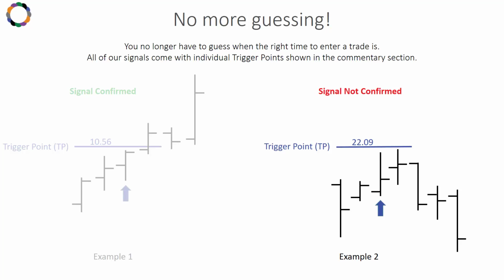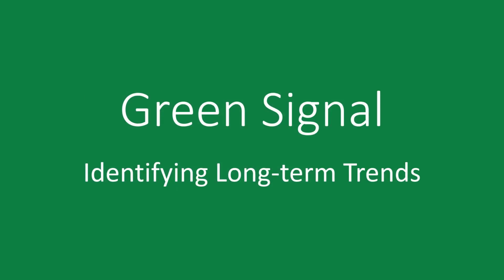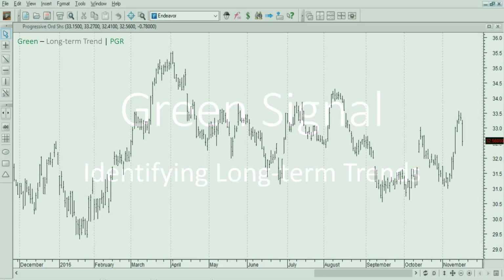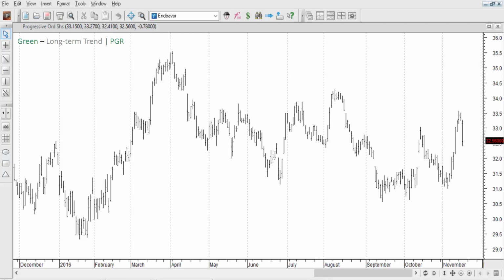But I bet you're ready to see some real-life examples of how the signals and the trigger points work. So let's jump right in, starting with the green signal. For those of you interested in identifying long-term trends, pay attention, because your analysis process is about to get a whole lot simpler. Just bring up your chart. This is Progressive, ticker symbol PGR.